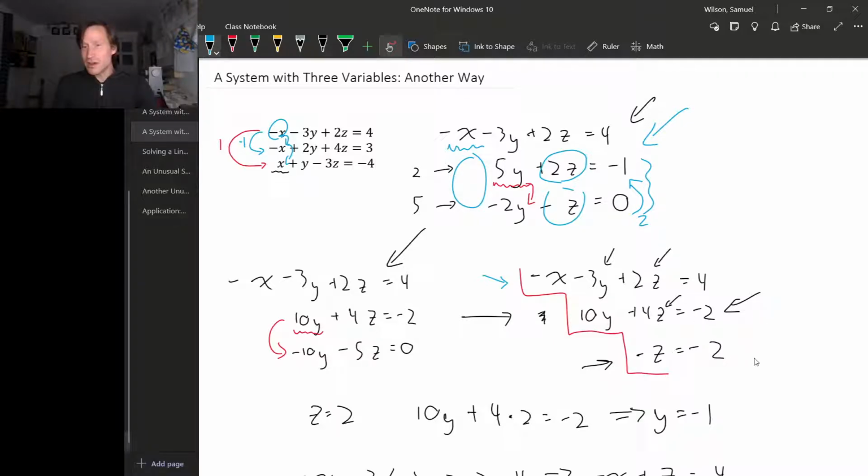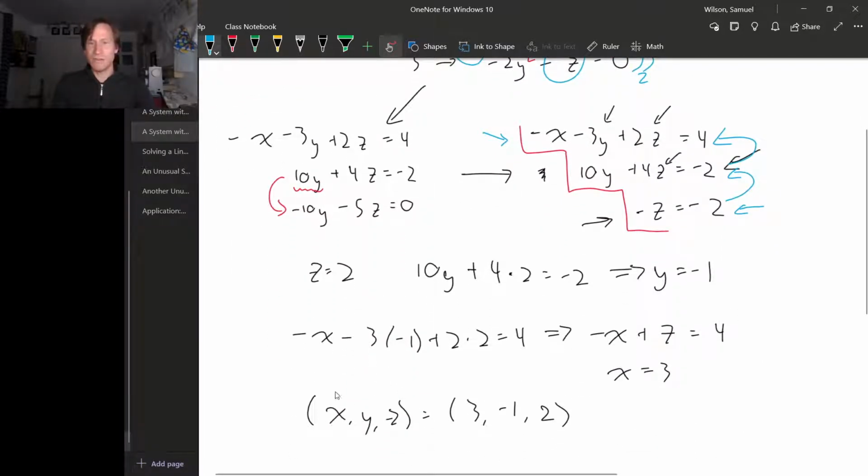This process of using the last equation to find a value and then substituting that into the equation above it, and then using those to go to the equation above it, that's called back substitution. And once you have this staircase pattern to your variables, you're ready to do this back substitution to get all the values for the previous variables. All right.